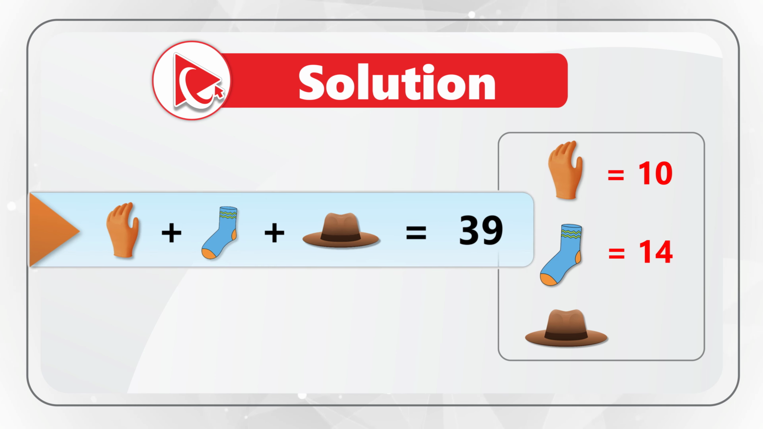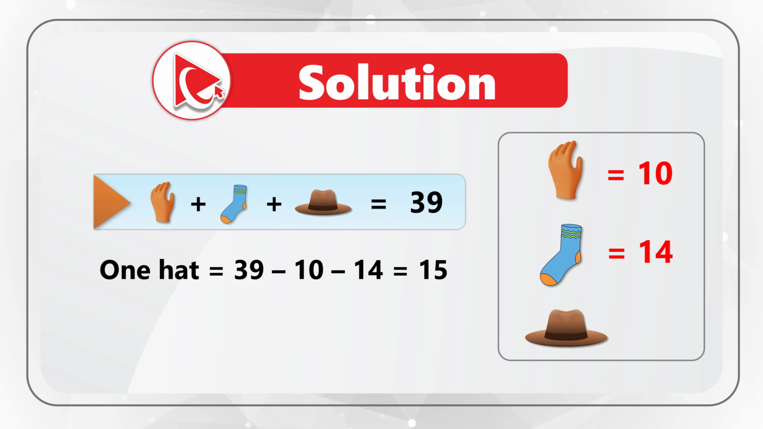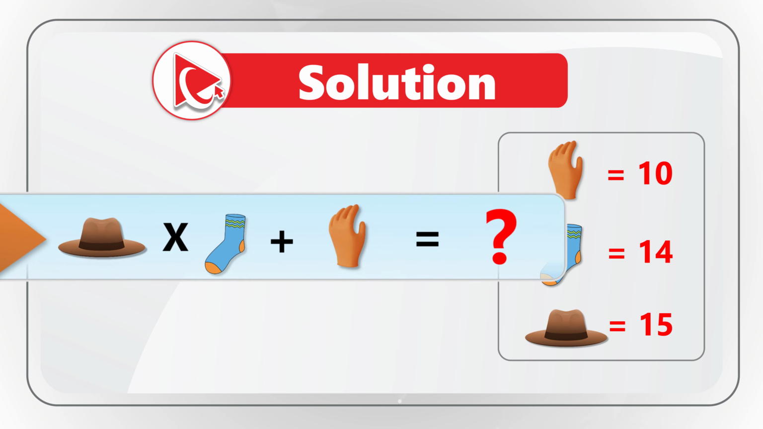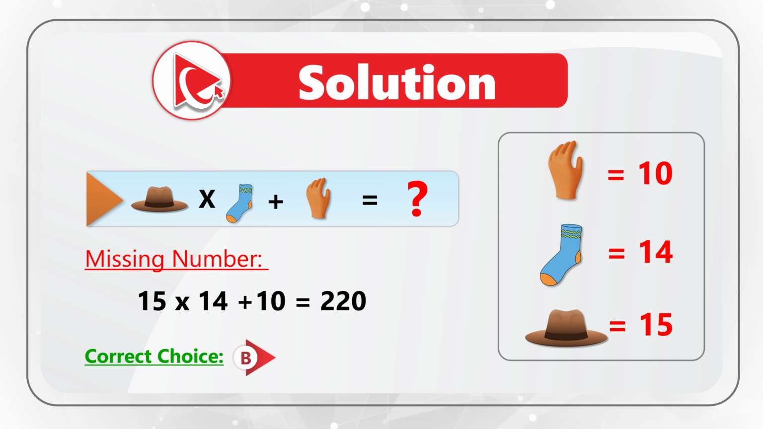Let's go to the third expression. 1 glove plus 1 sock plus 1 hat equals 39. We can calculate the value associated with hat. It equals 15, because 39 minus 10 minus 14 equals 15. Now we are ready to calculate the missing number. And to do that, we need to multiply 15 by 14, which would be equal to 10, and add 10. This is the value of hat multiplied by sock plus the value of glove. So the correct answer here is choice B, 220.